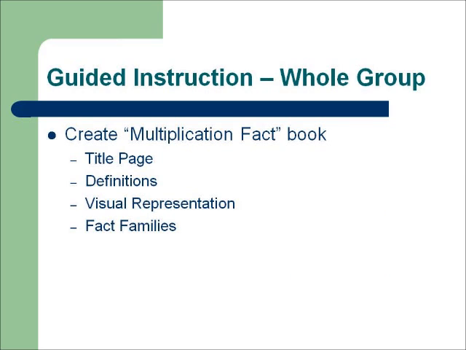Now it is time to begin our guided instruction as a whole group. The teacher will provide students with a pre-made book with 12 pages. On the cover page, students will write the title, Multiplication Facts. They can decorate it as creatively as they wish. On the first page, students will summarize and take notes on the information that the teacher displays on the board. Information will include definitions of the word multiplication, factors, product, array, etc.